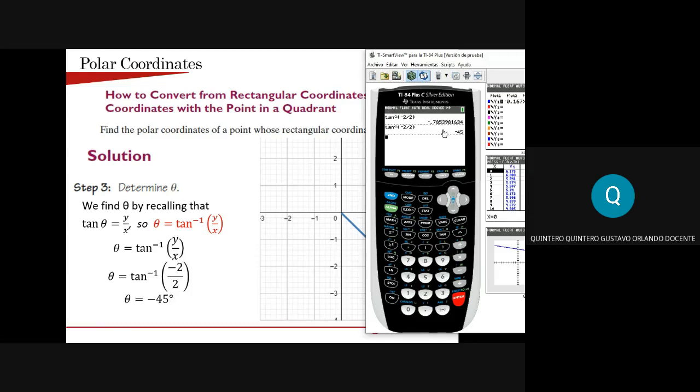Again, you can use any of these two, either radians or degrees. Now, I like degrees. That is what I like. I am doing all of these examples in degrees. So this is why I choose to do it in degrees. If you choose to do it in radians, that is okay as well.